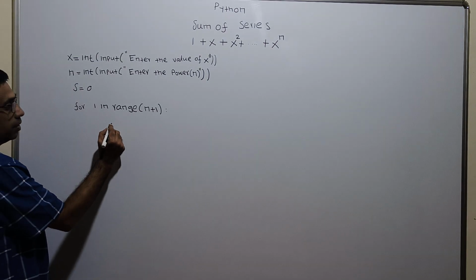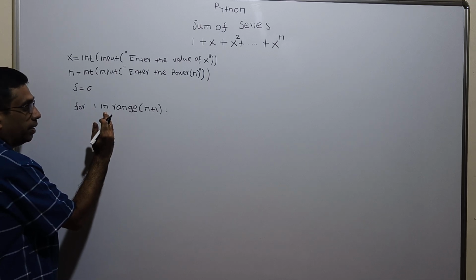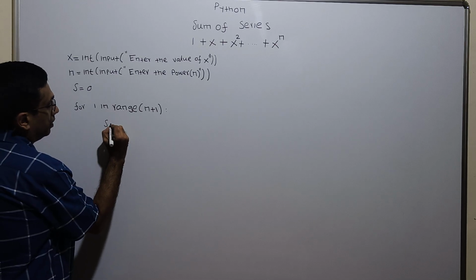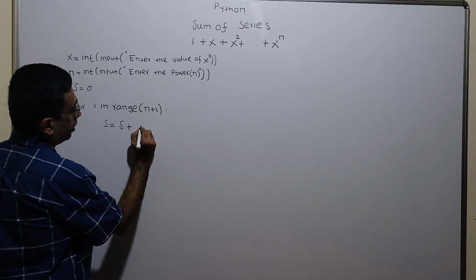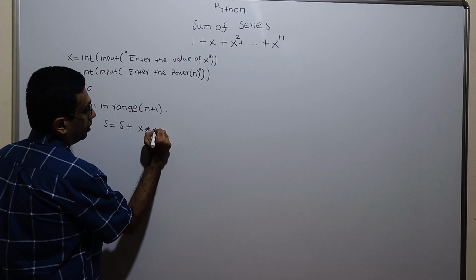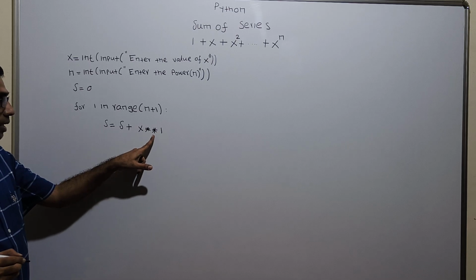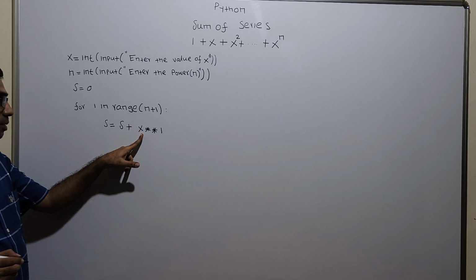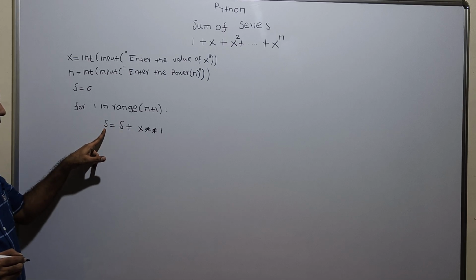Within the body of the for loop, to write any statement in the body of a loop, we have to give a tab space, that is an indentation. Here, s equal to the existing value of s plus the value of x, I am giving double star i. This double star is a power operator which raises x to the power of i. The value of x power i will get calculated, added with the existing value of s, and stored in the variable s.